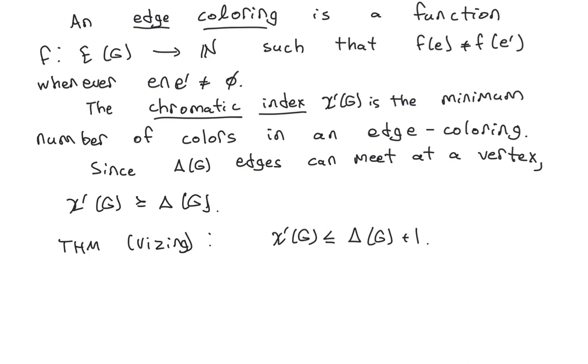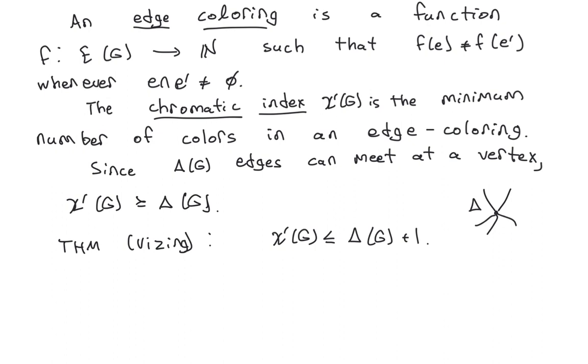Remember, this is close to the upper bound for the chromatic number, but here it's a lower bound, and the reason why is because if you take a vertex of maximum degree, it has to be incident to delta edges, and based on our definition, each of these edges has to get a distinct color. And so this tells you that the chromatic index is at least the maximum degree.